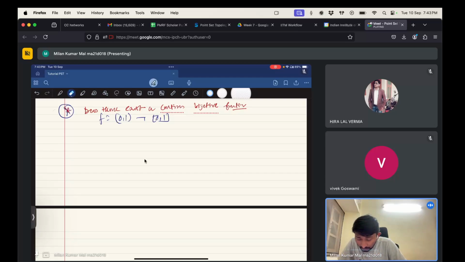Does there exist any problem related to this type in the last assignment? I think not this type; there will be some little difference. Does there exist a surjective continuous function? This is the same question asked. Surjective continuous function, that will be possible. So, a bijective continuous function?